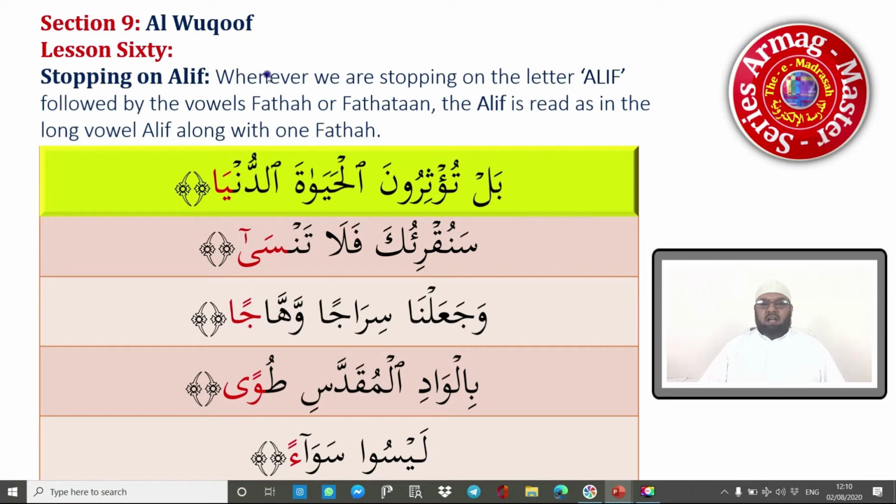Inshallah, today we will study the ruling of stopping on Alif. Whenever we are stopping on the letter Alif, followed by the vowels Fatha or Fathatan, the Alif is read as the long vowel Alif along with one Fatha. So if we are stopping on an alif, and before that alif it has a fatha or a fathatan, then we are going to recite that alif as the long vowel alif.